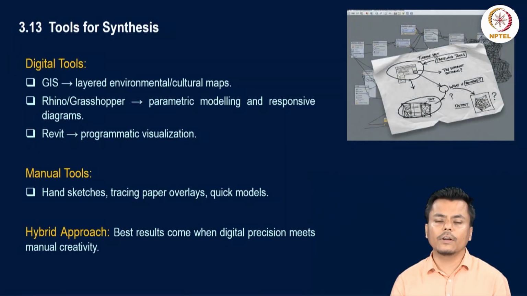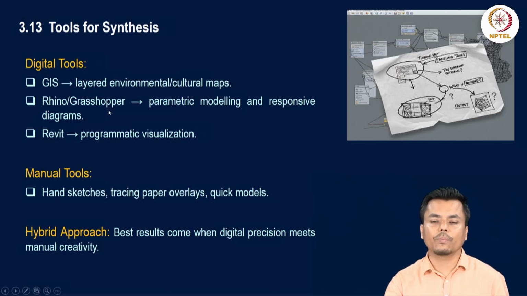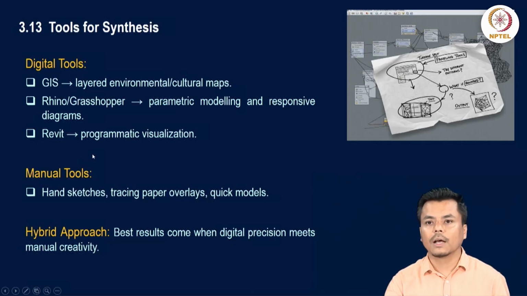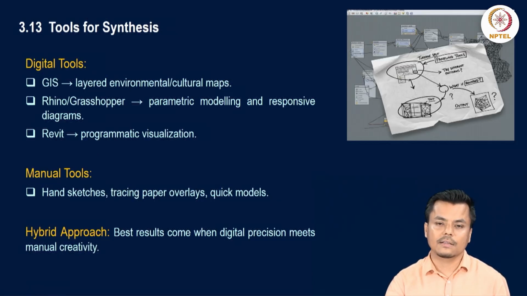Then the different tools that are used for synthesis include digital tools like GIS, Rhino, Grasshopper or Revit. These are used for different analyses: GIS is used for layered environmental or cultural maps, Rhino or Grasshopper is used for parametric modeling, and Revit is used for programmatic visualization, depending on the particular tool used for the synthesis of the data.